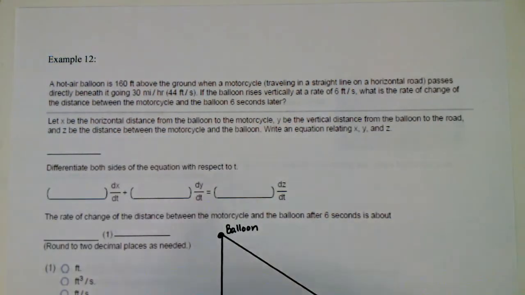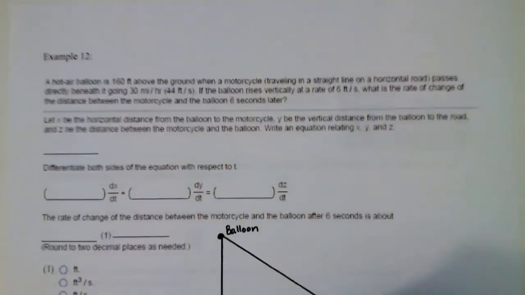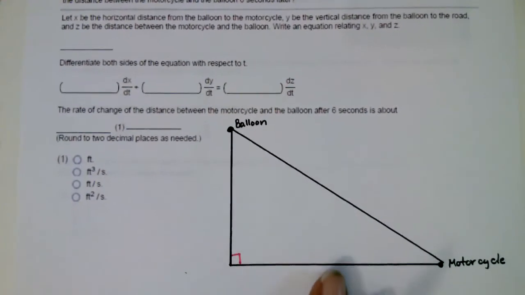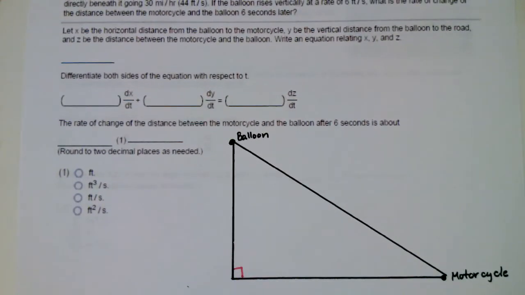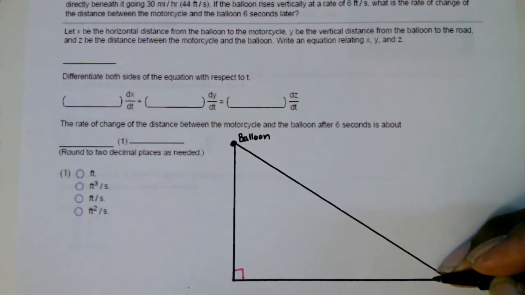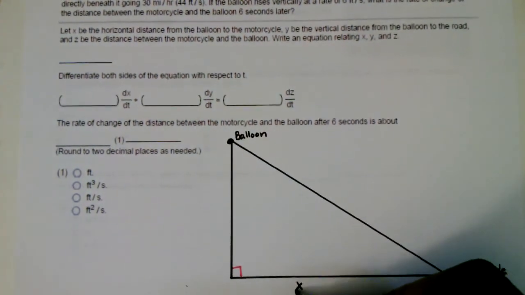Notice in this case, this forms a right triangle. Notice that it's forming a right triangle. So that means we need to use the Pythagorean theorem. And in this problem, they're telling you to let x be the horizontal distance from the balloon to the motorcycle. That's the horizontal distance. So this is what x is.